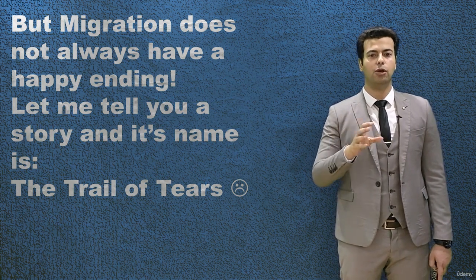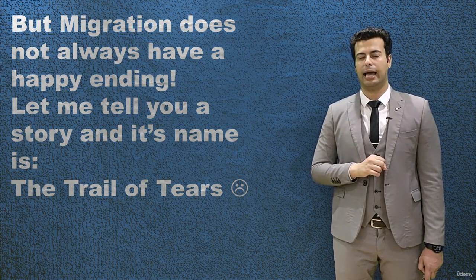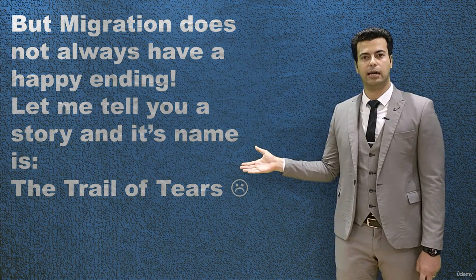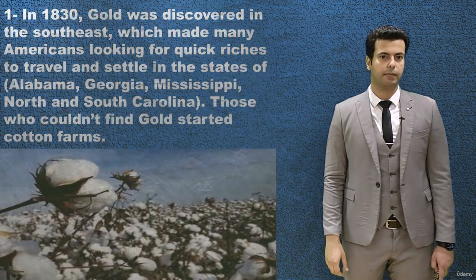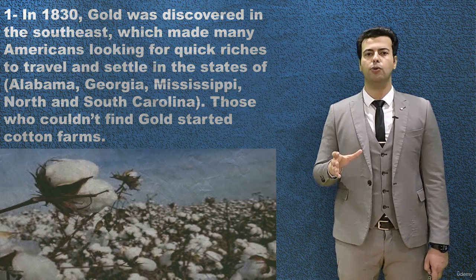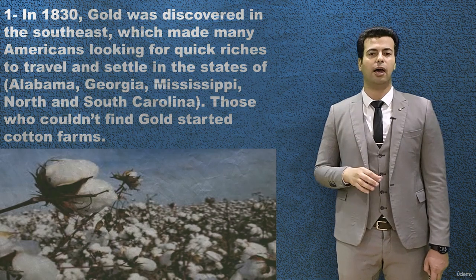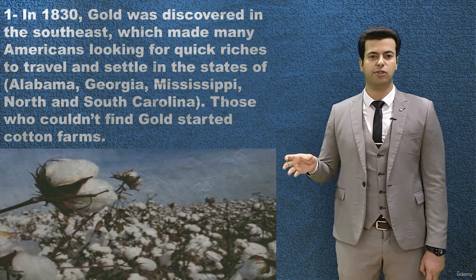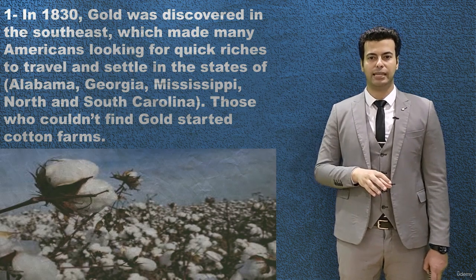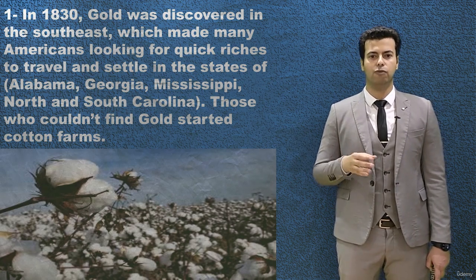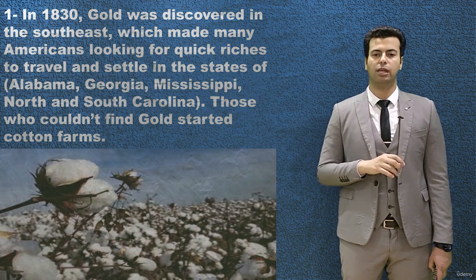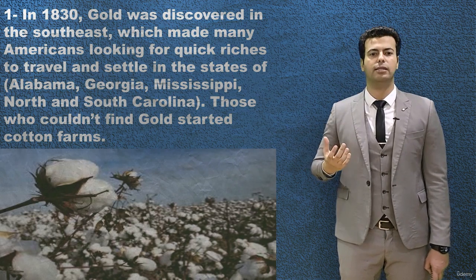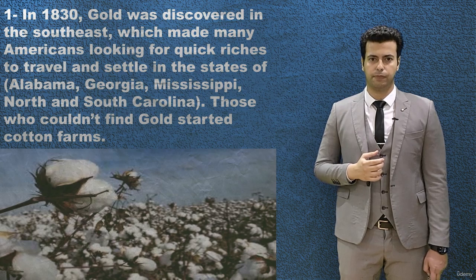Now, let me tell you a story. It's a sad one, and its name is The Trail of Tears. In 1830, gold was discovered in the southeastern parts, which made many Americans look for quick riches and travel to settle in the states of Alabama, Georgia, Mississippi, and North and South Carolina. Those who couldn't find gold started cotton farms.